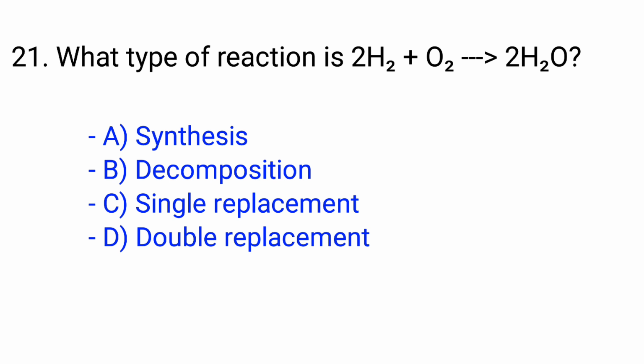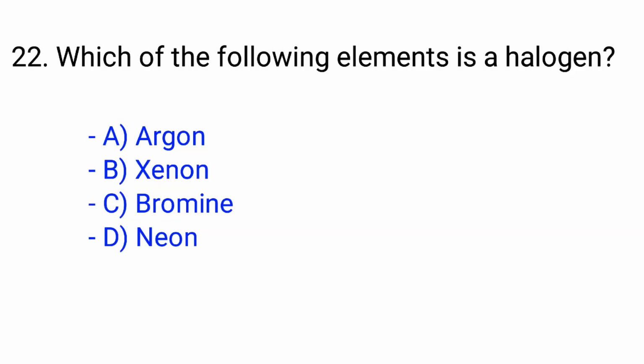Question number 21. What type of reaction is 2H2 plus O2 gives 2H2O? Option A. Synthesis. B. Decomposition. C. Single displacement. D. Double displacement. The correct option is option A. Synthesis.